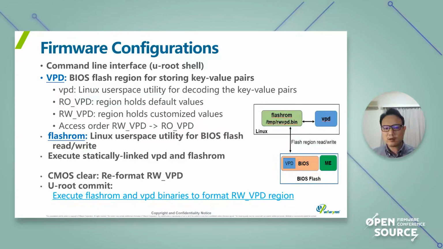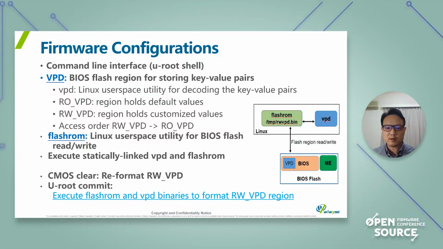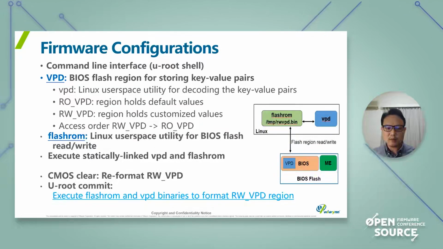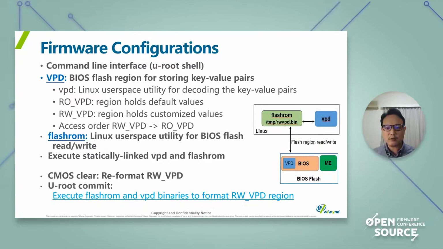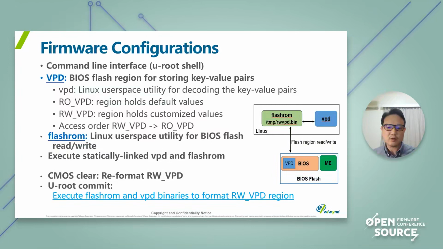Currently, we execute these two binaries in our firmware, but they might be implemented as Euro packages in the future. So CMOS clear, to restore the firmware configuration back to default, can be done by reformatting the read-write VPD region. So the values will be used from the read-only VPD region. Here's the Euro commit for your reference.